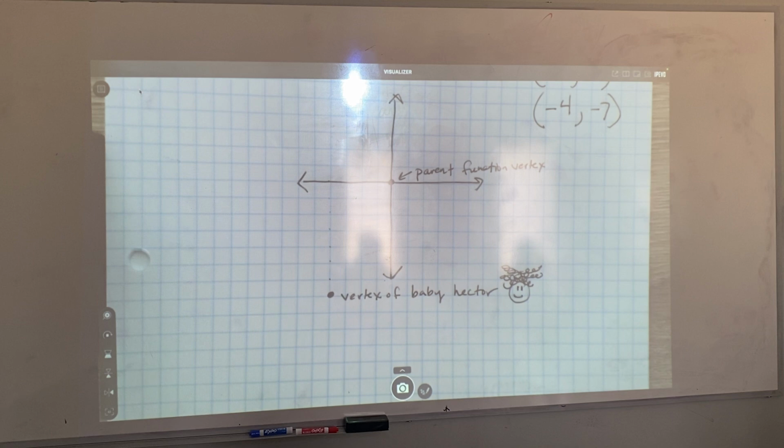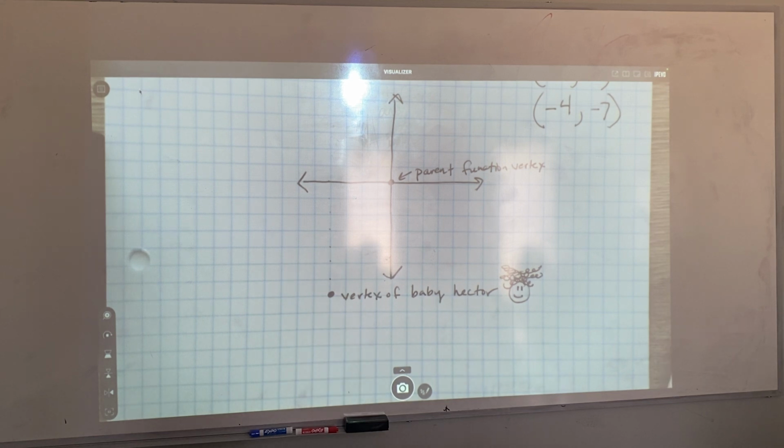Okay. I really wish it said B of X, so it could be Baby Bobo. Okay. All right, so this is where the vertex of baby Hector is. I really don't care if it's pointing upward, downward, wide, narrow. I just really don't care. This is all about the transformation. It's all about the translation.